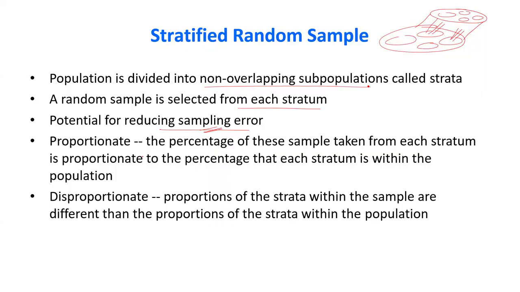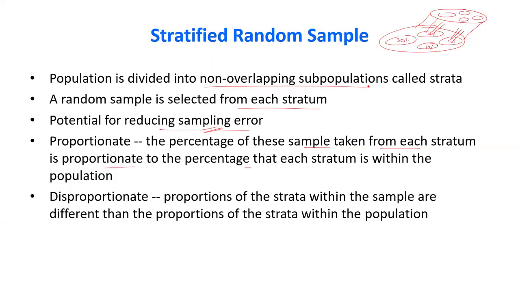Now comes the proportionate. This is an important point. The percentage of the sample taken from each stratum is proportionate to the percentage that each stratum is within the population. So what does that mean? For example, in the population, I have these 4 groups. Let's suppose this particular group represents 10% of the entire population. Now this represents 30%. Now this represents 20%, and this represents how much? Let's suppose 40%.